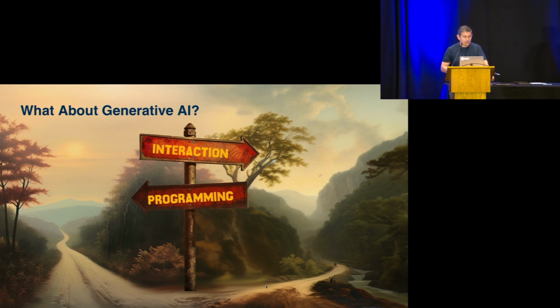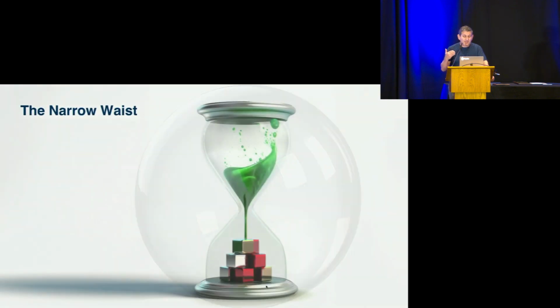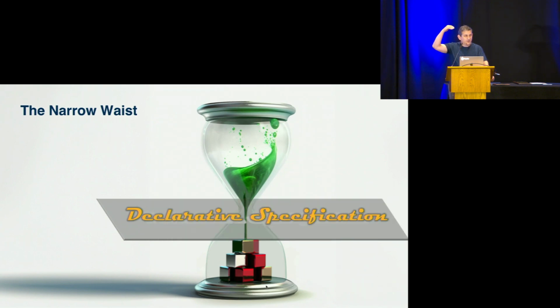First, let's start with programming, okay? So in the programming environment, I believe that declarative specification is actually going to be the narrow waist between the sort of green goo of AI and the hardened infrastructure that our community is so famous for having built.